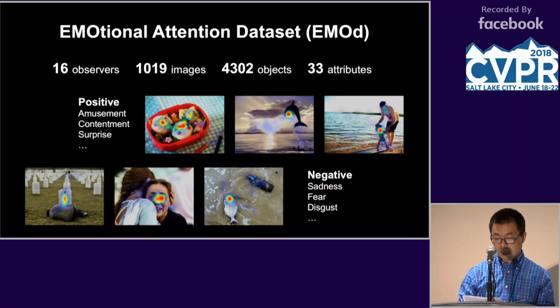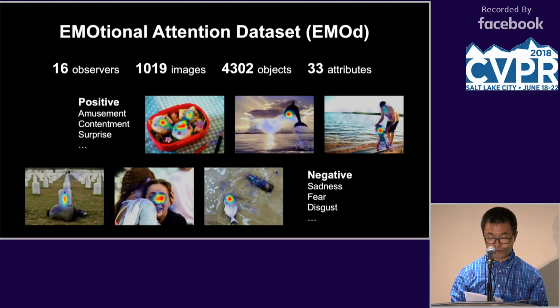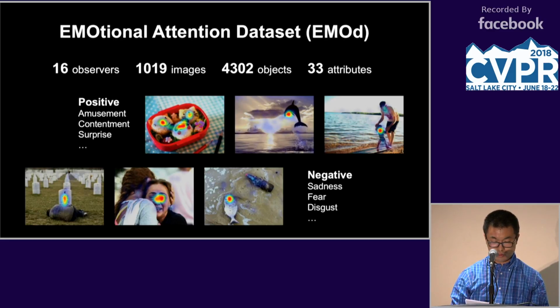We collected eye fixations from a pool of 16 observers and 1,019 emotion-eliciting images. More than 4,000 objects were segmented and annotated with 33 sentimental attributes. We grouped these attributes into 3 categories: positive, negative, and neutral.